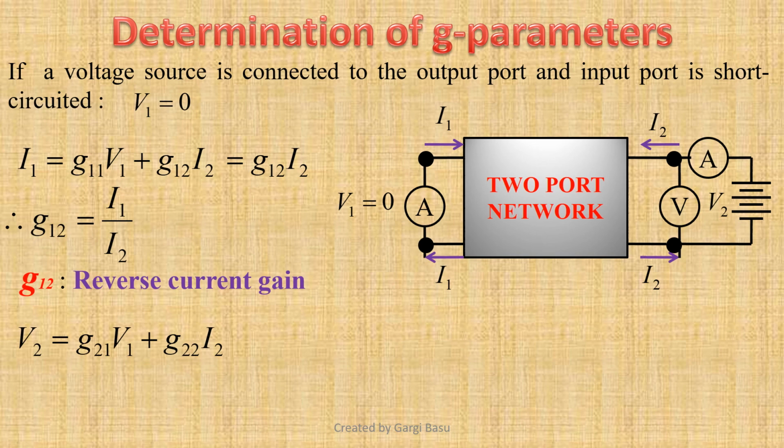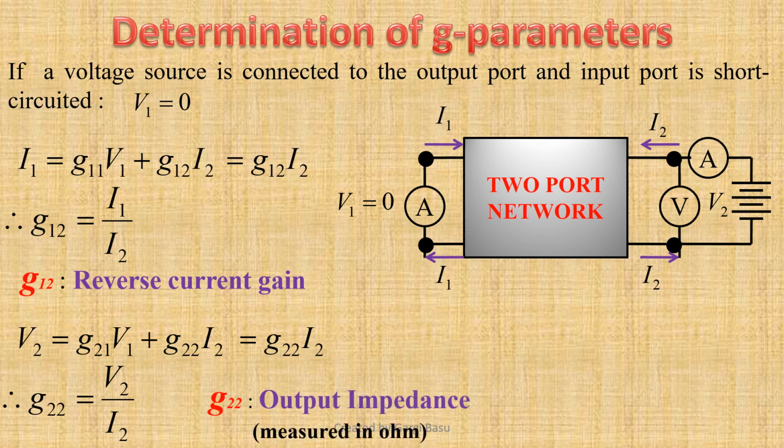When V1 equals 0, the second equation reduces to V2 equals G22 I2. Therefore, G22 equals V2 by I2. G22 is known as the output impedance when the input port is short-circuited. It is measured in ohm.